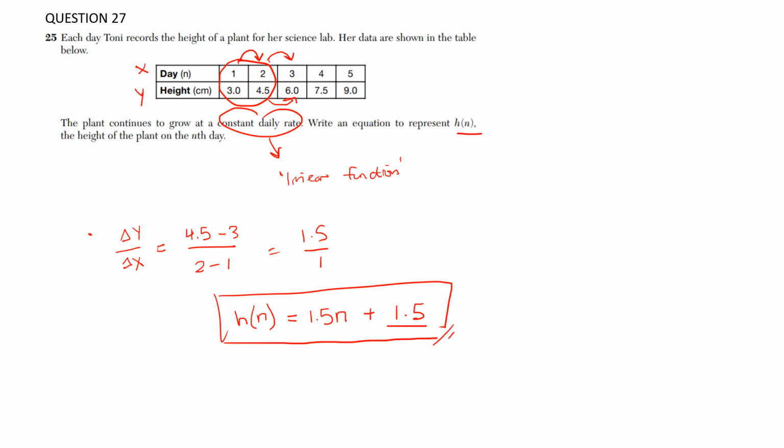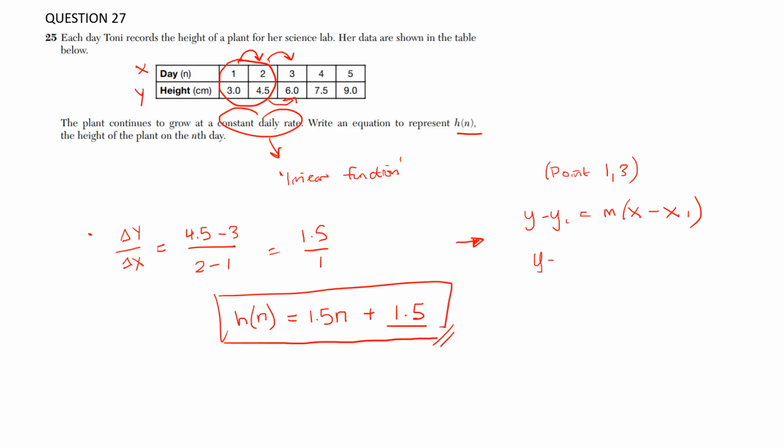If you're not as comfortable doing it from observation, you can always use point slope form. Point slope form again is y minus y1 equals m times x minus x1. So we'll use that point, 1, 3. It's that first data point, day 1 at a height of 3.